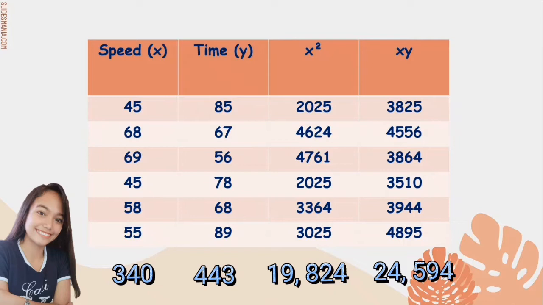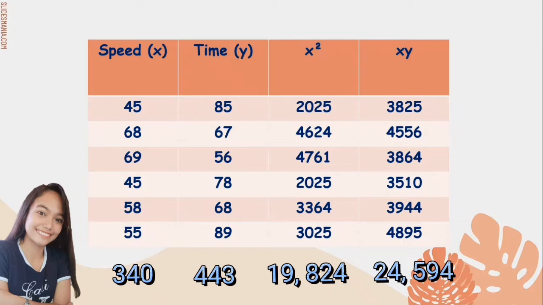Then, yung x squared, so x squared lang natin dito yung 45 sa speed. So, 45 times 45 will be 2,025 and ganun din sa the rest. So, sa x and y dito sa end of the table, i-times din natin yung 45 multiply by 85. So, the answer would be 3,825.